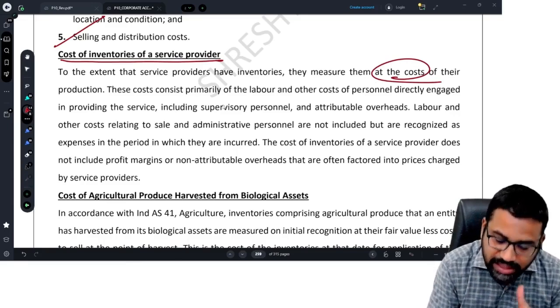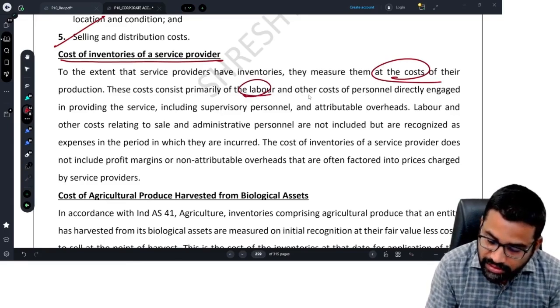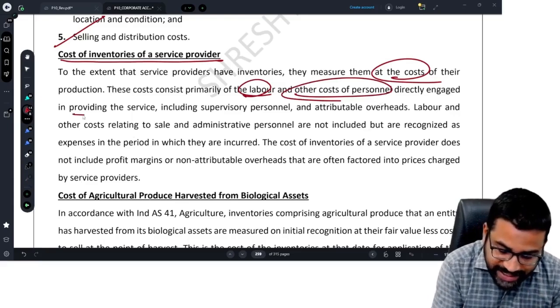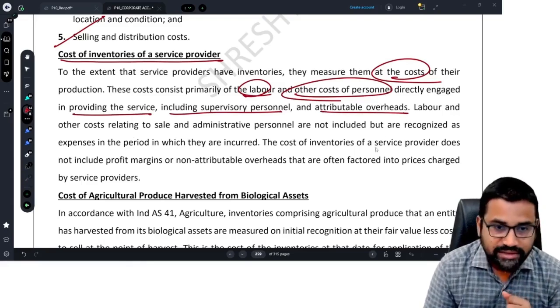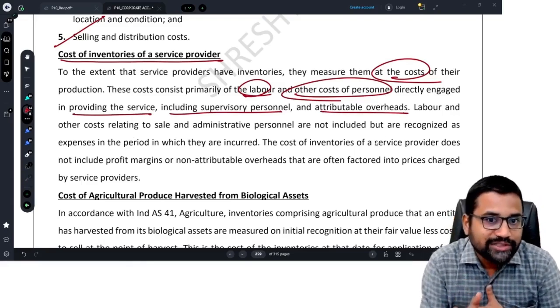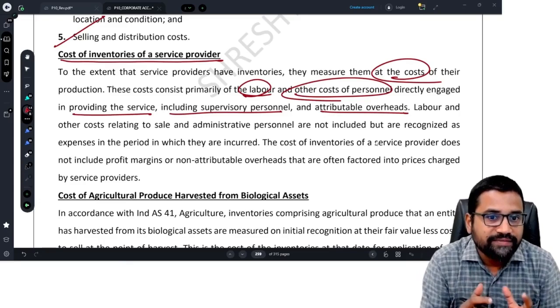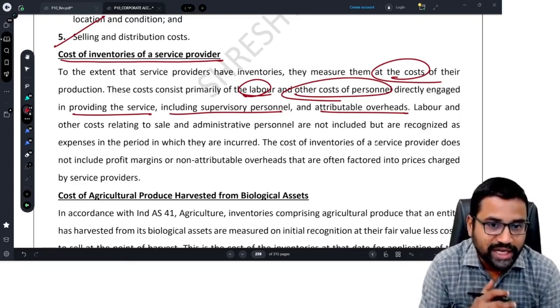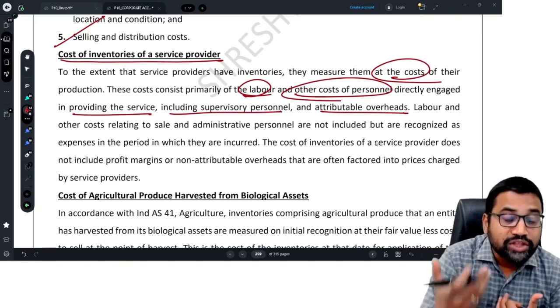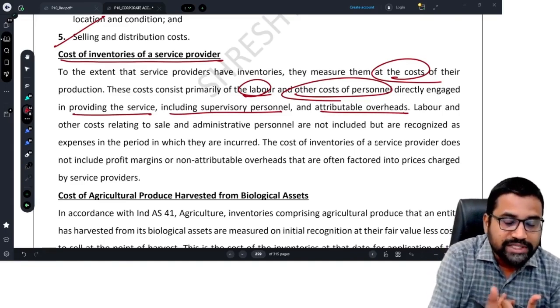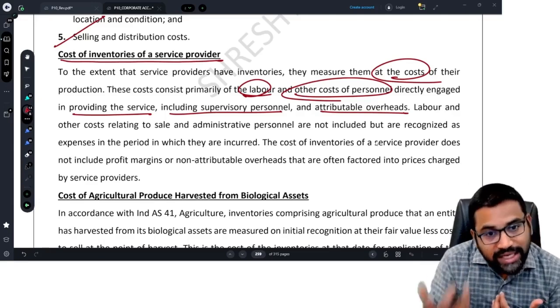These costs primarily consist of what we have discussed: labor and other cost of personnel directly engaged in providing the service, including supervisory personnel, and attributable overheads. See, if I am a service provider, it is not like I have a factory in which I am incurring some overheads. Suppose I am a service provider, what overheads are there for me? I have to take those overheads, variable overheads, fixed overheads. So like that, I have to take.